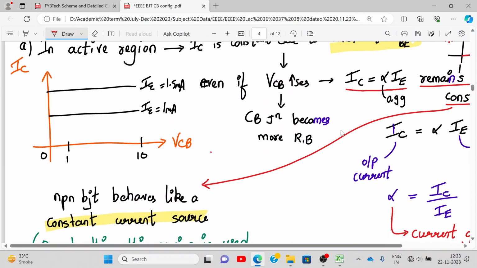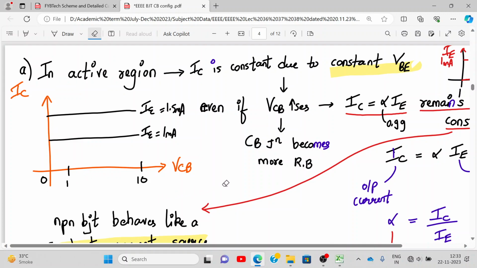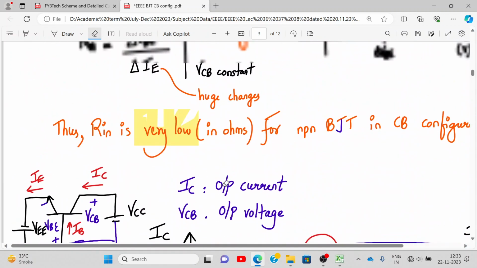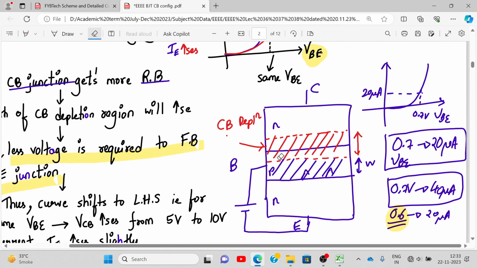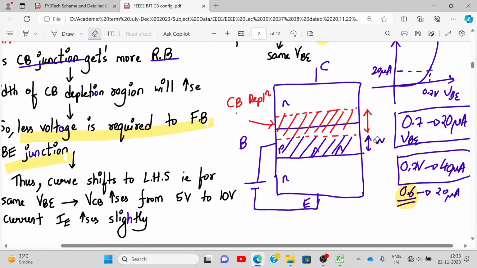Again, I repeat, your VCB is across my base collector junction, which is reverse biased, right? So I'm increasing this voltage more and more. So what is happening? VB is remaining constant. Now I'm increasing only the base collector junction voltage. So what will happen now? I have explained this same concept to you many times. Over here only, VB is fixed. Now I'm going on increasing the value of VBC. So what will happen now? VB increasing means what? More and more carriers will flow, right? Yes or no? Now I am increasing VBC. So what will happen now?